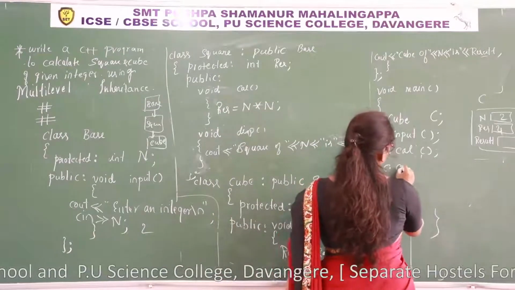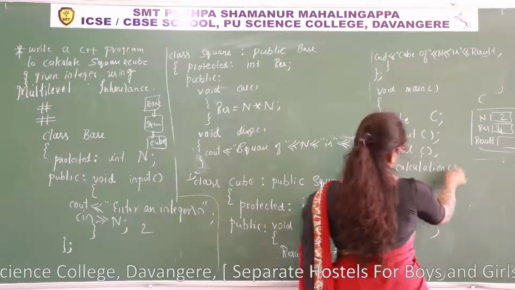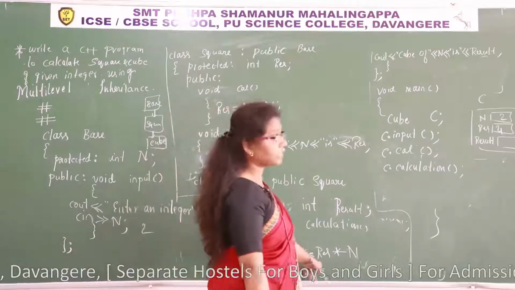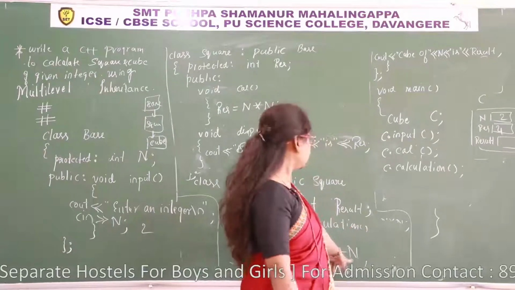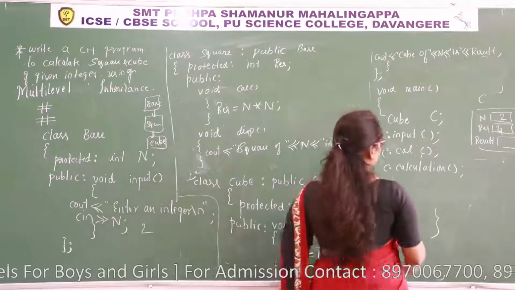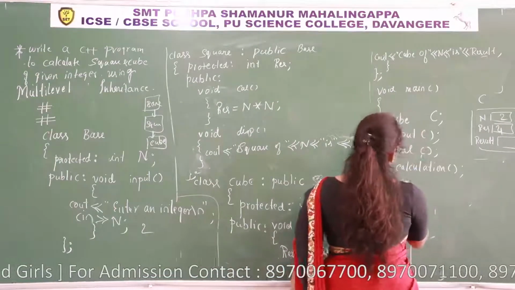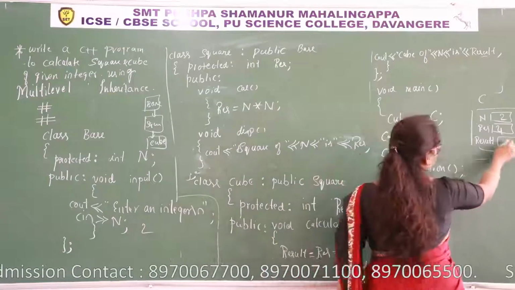Then the calculation function will be invoked. result is equal to res into n. What is there in res? 4 is there. 4 into n. What is there in n? 2. 4 into 2 is 8. So the cube of 2 is 8, no? Now the result contains 8.